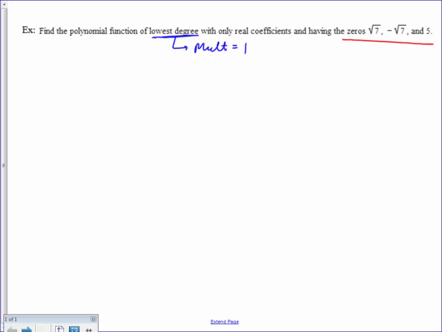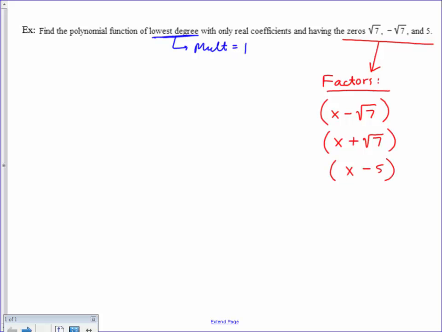Now, given this information that I have these zeros, I want to know what my factors are going to be. Well, if I have a zero of square root of 7, then a factor is going to be x minus square root of 7. I have another zero of negative square root of 7. That means that x plus square root of 7 would be a factor. And then finally, having a zero of 5 would mean x minus 5 is a factor. Each of these would need to have multiplicity of 1 so that my polynomial would have lowest degree.